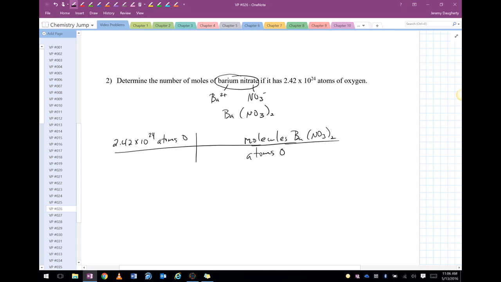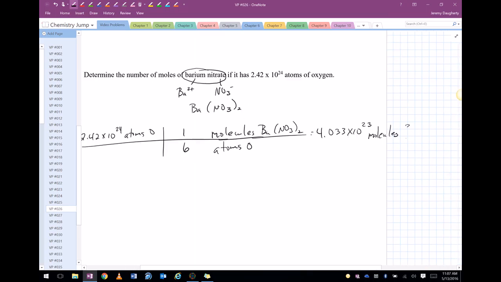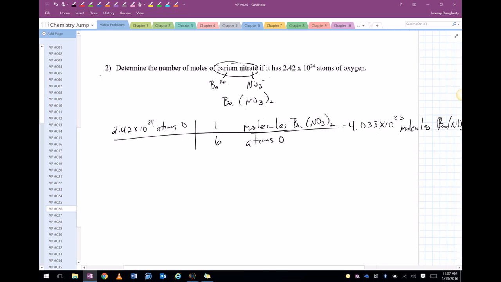Alright, so what do we have? For every 6 atoms of oxygen, I have 1 molecule of BaNO3 2. So I'm going to take my 2.42 times 10 to the 24th, and I'm going to divide by 6. And I get a value of 4.033 times 10 to the 23rd molecules of barium nitrate, BaNO3 2. But that's not my answer because I want to know moles. So I'm going to bring this on down here.